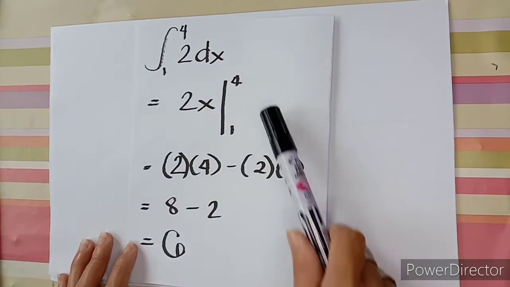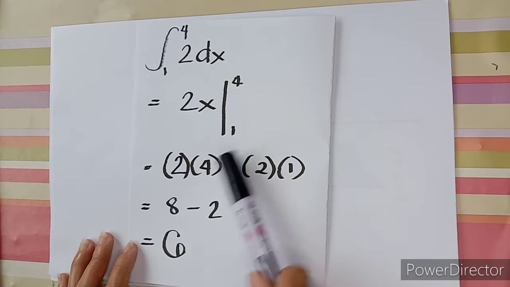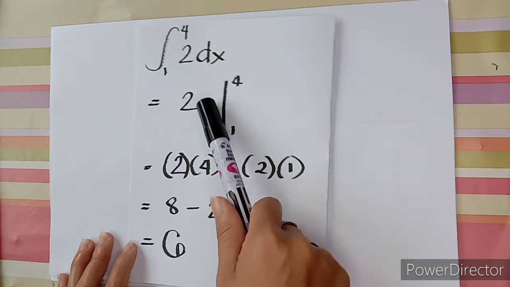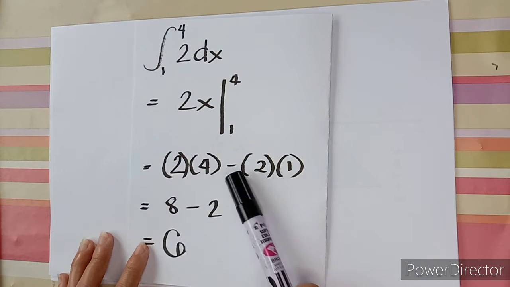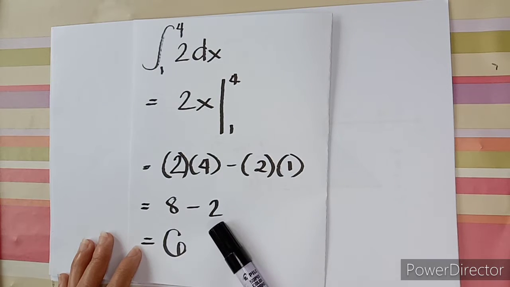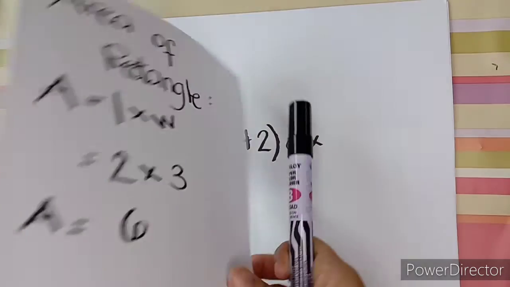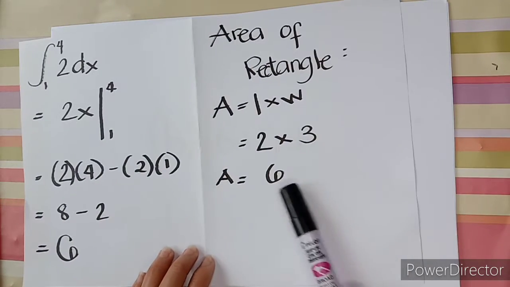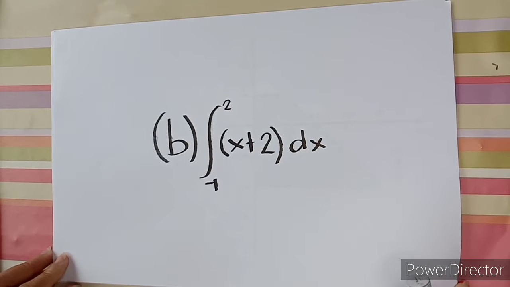But first, let us use the upper limit minus the lower limit. So we have 2 times 4, where x is 4, minus 2 times 1, where x is 1, the lower limit. So 2 times 4 is 8 minus 2 times 1 is 2. So 8 minus 2 is 6. So they are the same as when we used the formula from geometry. So 6, 6.